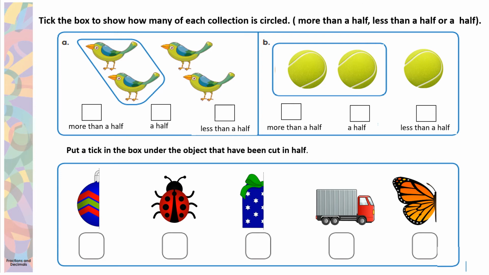Look at the birds. There are 4 birds. Now, they've circled 2 of them. Is that half, more than a half, or less than a half? Then look at the tennis balls. Now that's a tricky one because you've got 3 tennis balls. And if I was going to divide my tennis balls in half, really, I'd have to have 1.5 tennis balls. So I know the answer is not half. But is it more than a half or less than a half? Tick the correct box. And the ones down the bottom, they're easy. Just tick the objects that have been cut in half.